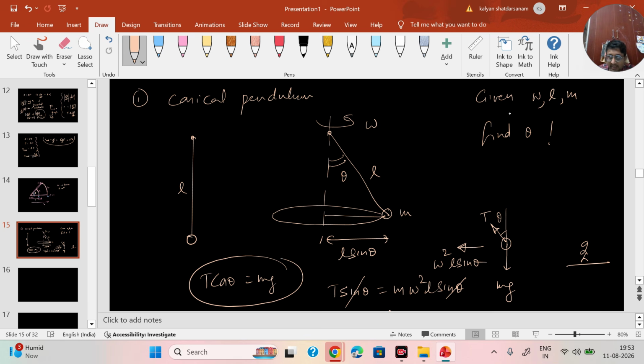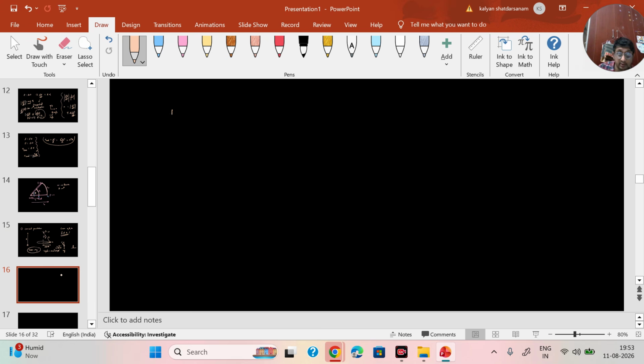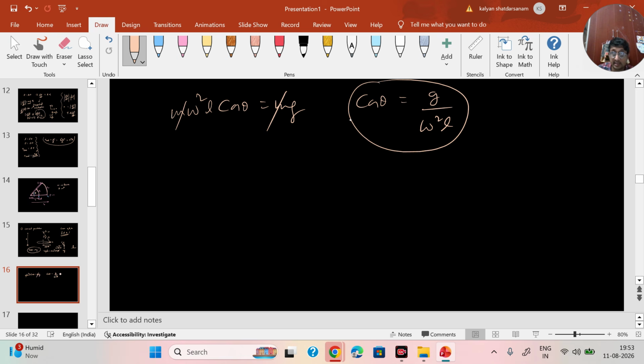Because you want, after all, the angle, find theta, right? Here theta got cancelled, but there is theta in that equation. So we'll put T as m omega square L here. So m omega square L cos theta is going to be mg. So my cos theta should be g by omega square L. This is the angle. So you can find the angle from here.